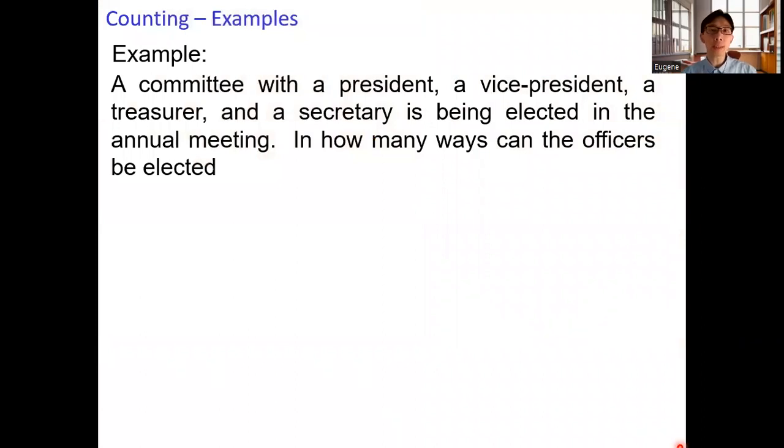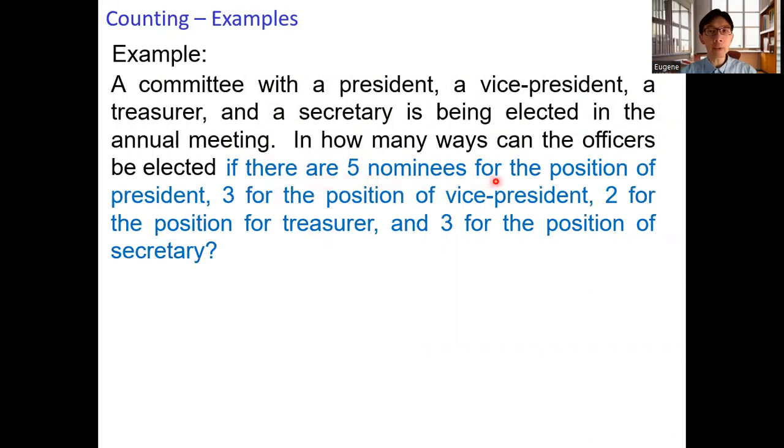A committee with a president, a vice president, a treasurer, and a secretary is being elected in the annual meeting. In how many ways can the officers be elected if there are 5 nominees for the position of president, 3 for the position of vice president, 2 for the position of treasurer, and 3 for the position of secretary?